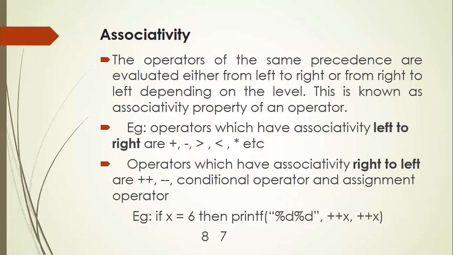To understand what associativity means, I have taken one simple example. If x equal to 6, printf percentage d, plus plus x, comma, plus plus x. We have to see the associativity of the plus plus operator. We know that the plus plus operator has right to left associativity. So the rightmost plus plus x is evaluated first, and x becomes 7. Then the first plus plus x is evaluated after executing the second one, so it becomes 8 and 7.